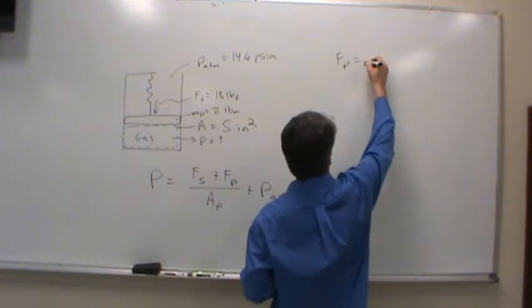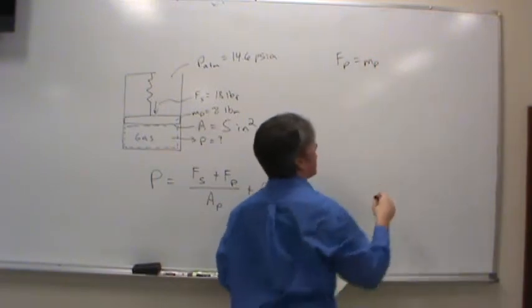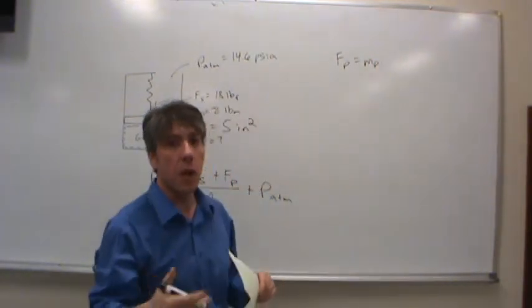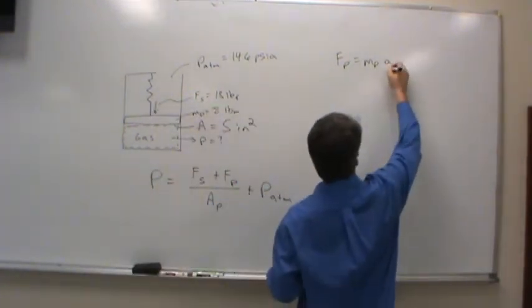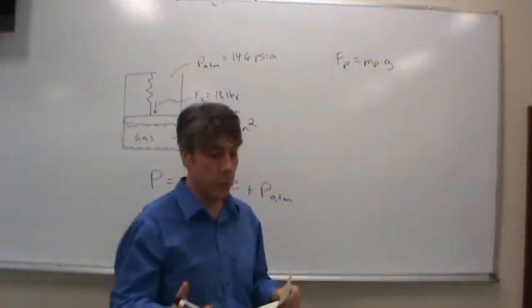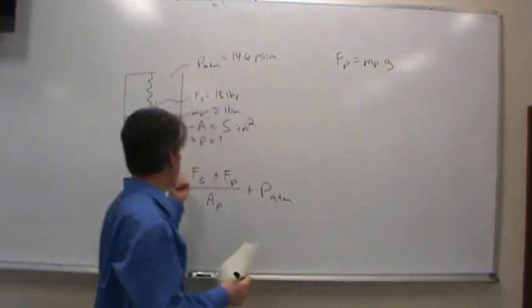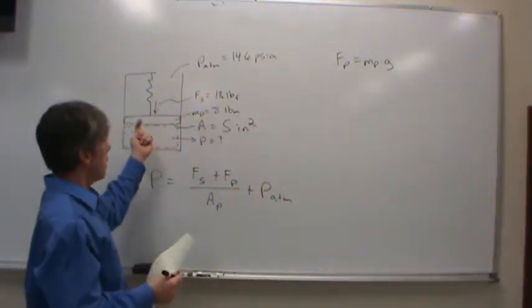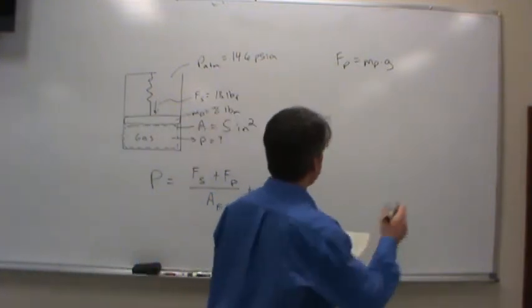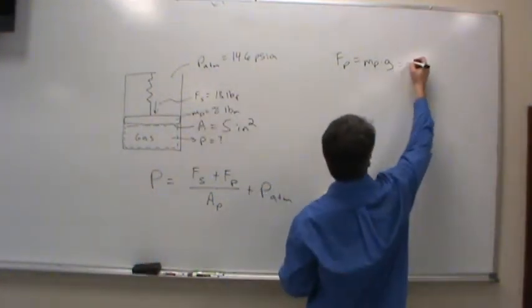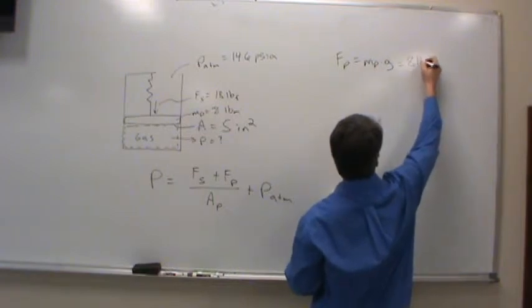So if we know the mass of the piston multiplied by the acceleration, what acceleration? Well, the acceleration of gravity. So essentially, the weight is the only force acting on the piston, aside from the gas acting up, but we're interested in the force applied to the gas, so that's just the weight of the piston.